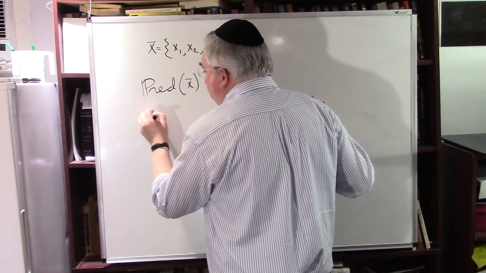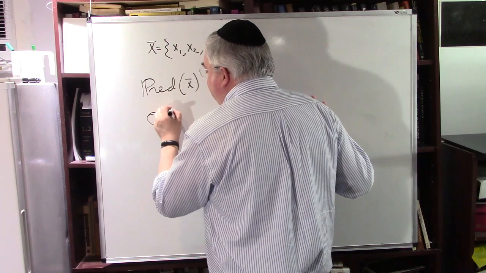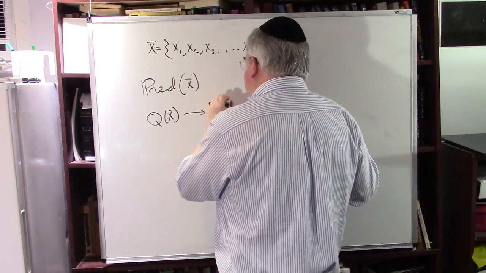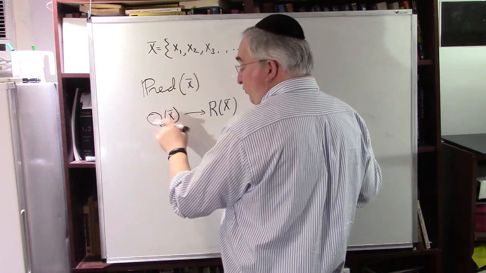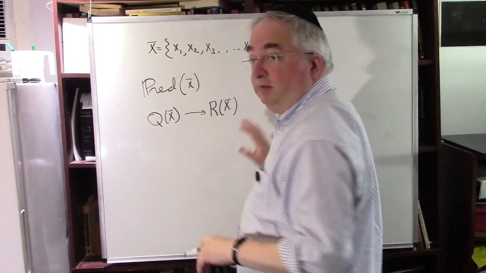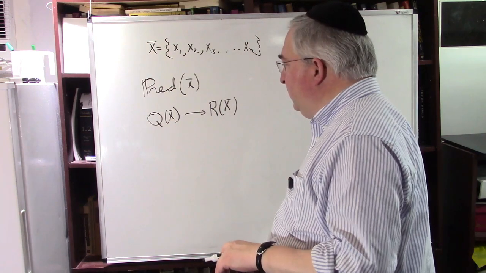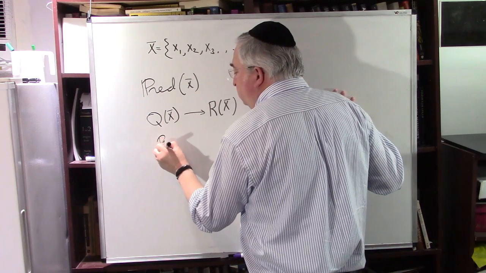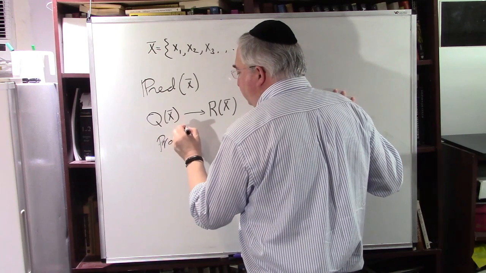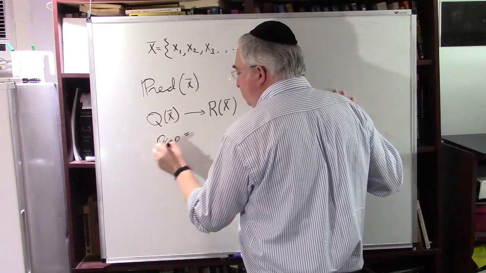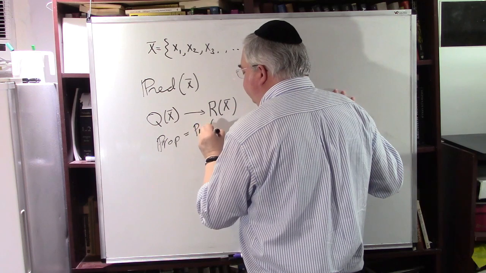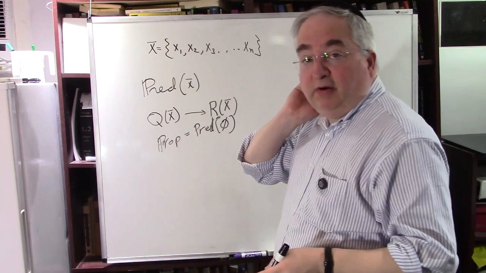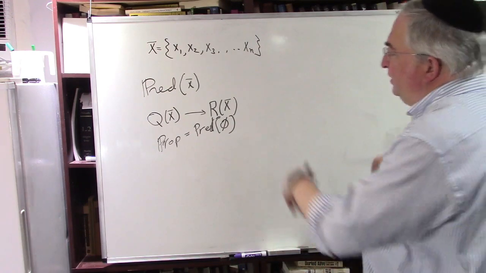Now, let's just show what the arrows are. Q of X bar implies R of X bar. If whenever this is true for its variables, this is true for its variables, for the same variables. Okay, so this forms a category. It's just like proposition. In fact, a prop is simply pred of the empty set. It has no free variables. There are no free variables. Okay, so this is called predicates.